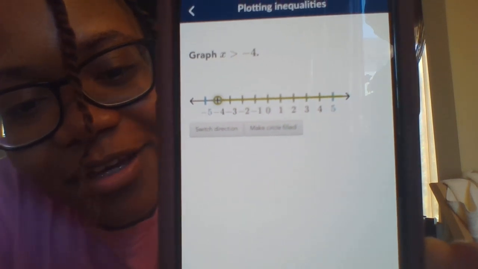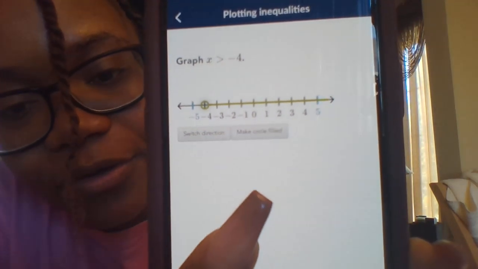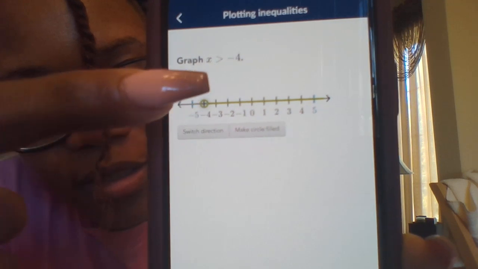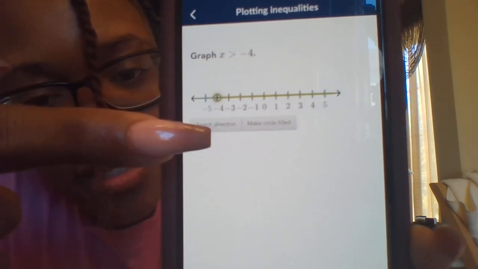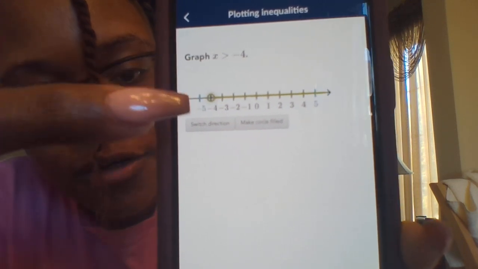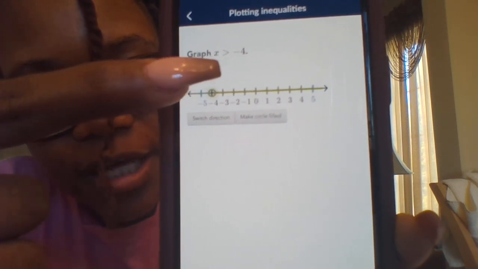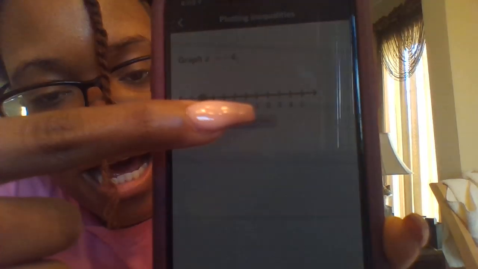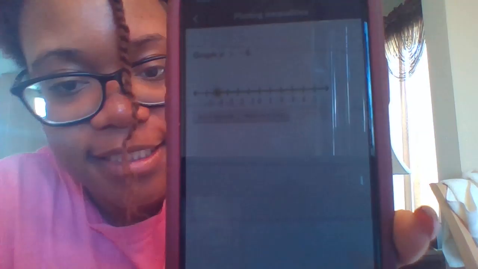Yeah, you can kind of see it. So one of them says make the circle open or closed. I switched it to make it open, again because there's no line underneath. And then switching the directions switches the direction that the green line is going to go. Because we want numbers that are greater than x, we want to go toward the positive, which means our line should be going to the right. So that's the first example.